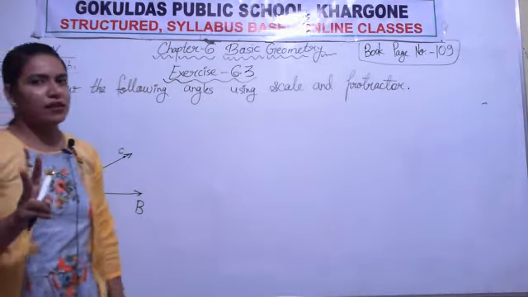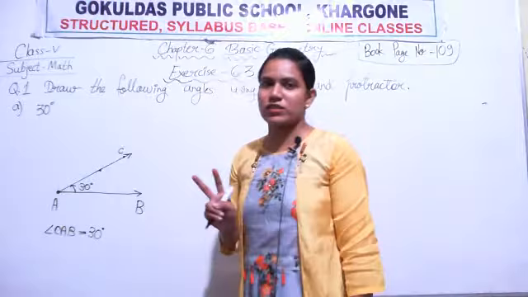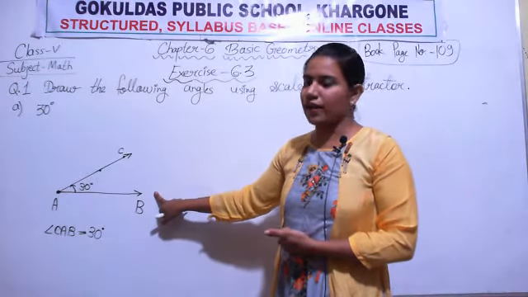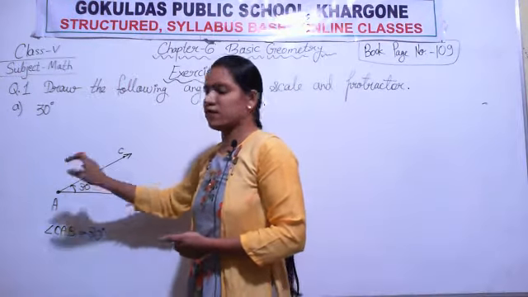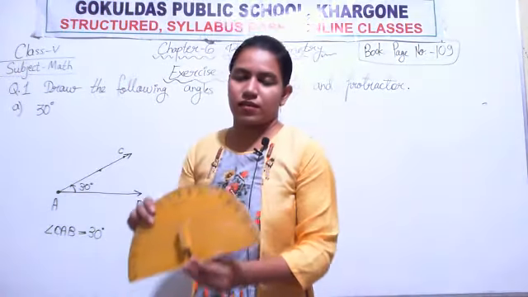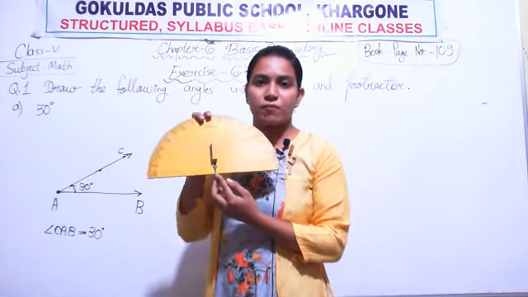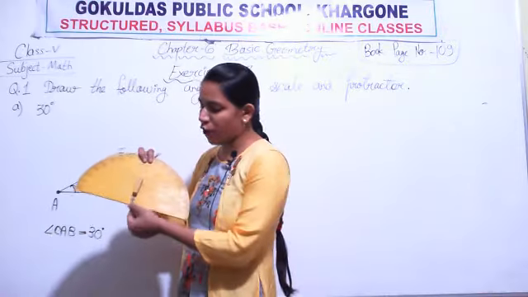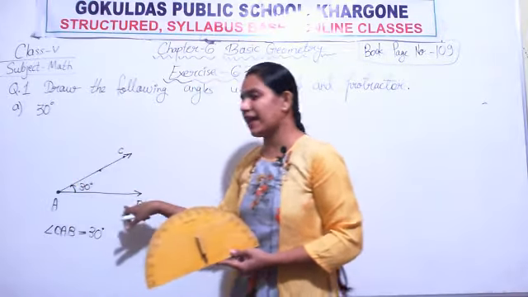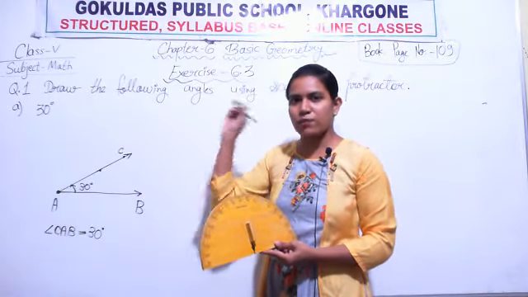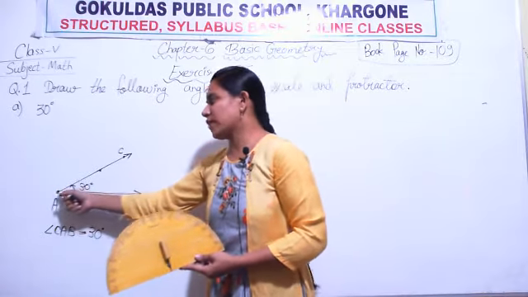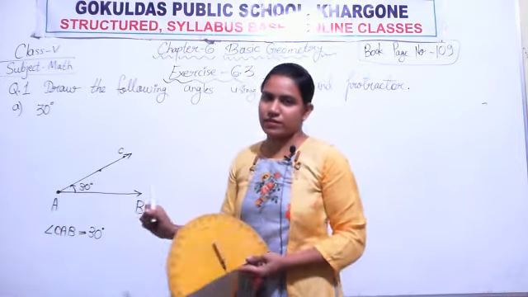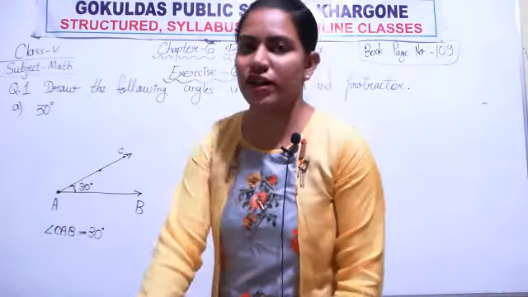Just 2 steps are there. What are the 2 steps? First, draw a ray and give a name to it. Okay, and the next step is keep the center of the baseline of the protractor on point A and coincide the baseline with line AB, and mark the point on 30 degree. Join A with point C. Okay, and you got your angle.